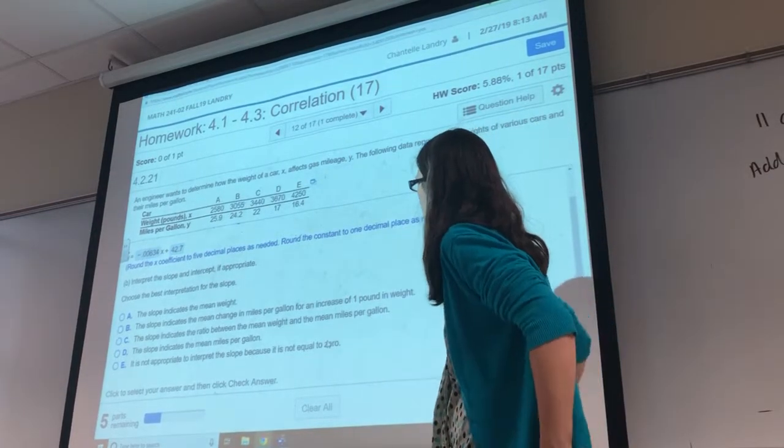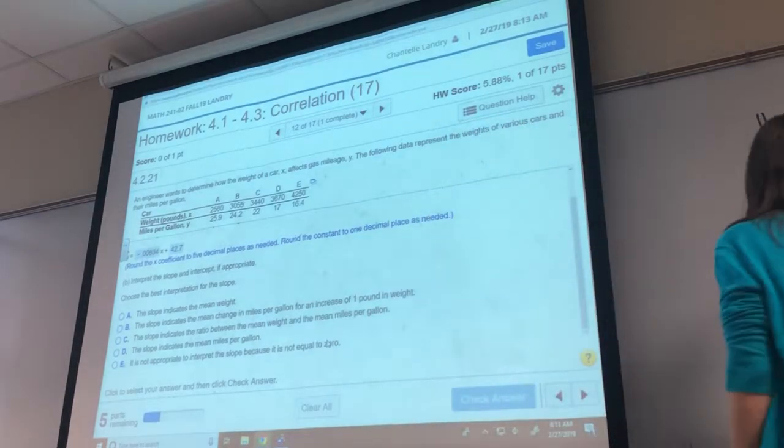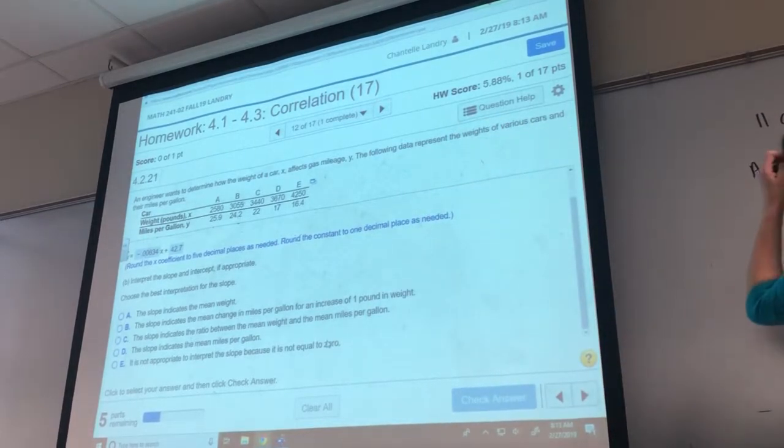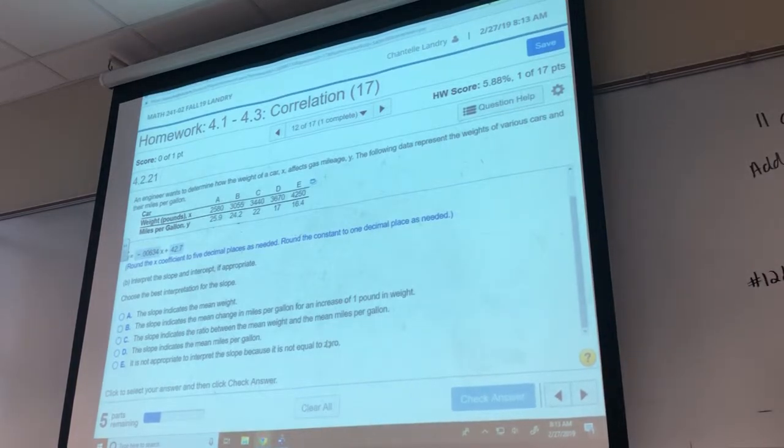So if you look at slope as number 12, B, slope is your rise over your run. So this is your change in y over your change in x. So our slope is actually negative 0.00634, and then we'll put that over a 1. So if your x is going up by 1, your y is going to be going down by whatever this number is.